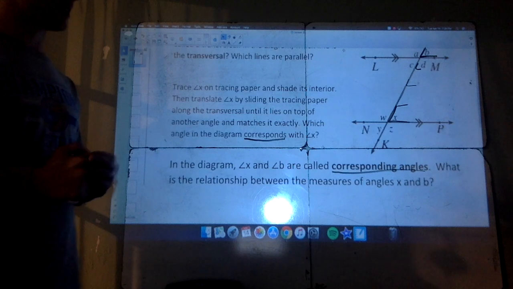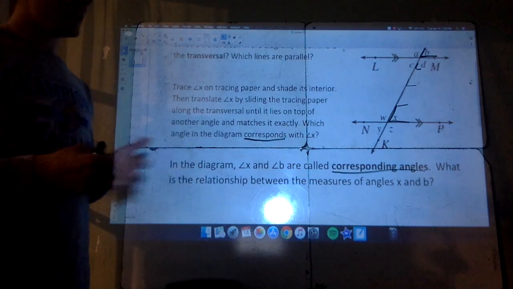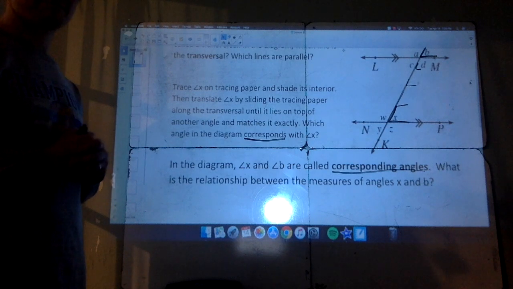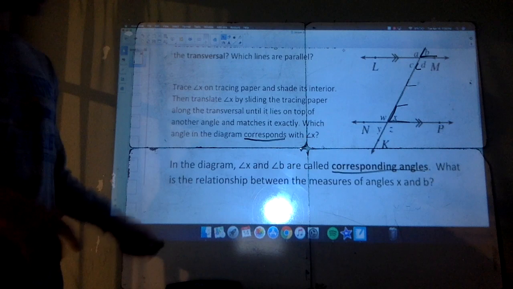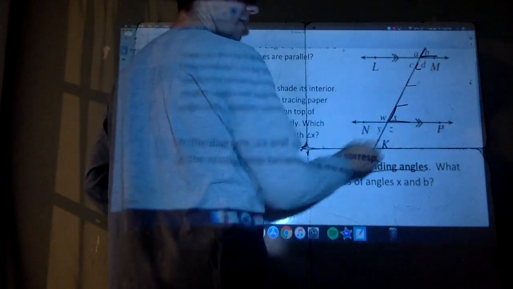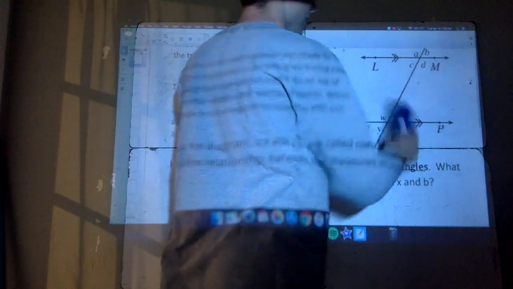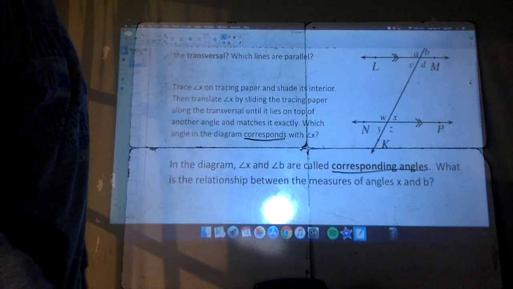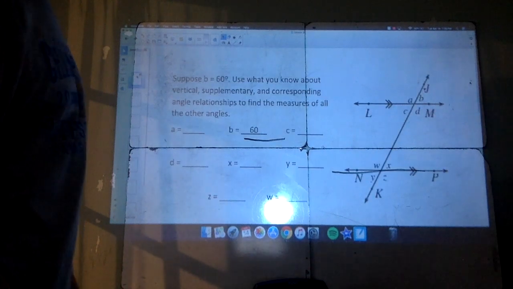And what is the relationship between those two? What do you think? Do you think they add to 90 degrees? Do you think they add to 180, or do you think they are equal? So if you said they're equal, you would be correct. So corresponding angles are equal when the lines are parallel. So we're going to take this parallel line relationship and use it going forward.